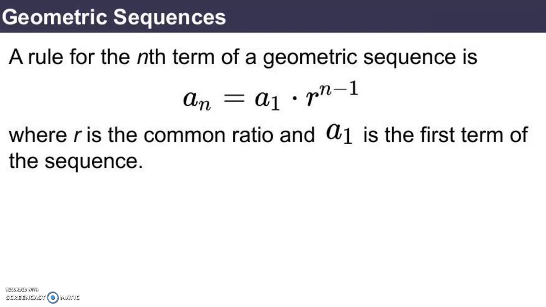So just like with arithmetic sequences, we have a rule that will find an expression for the nth term of a geometric sequence as well. A rule for the nth term of a geometric sequence is a sub n equals a sub 1 times r to the n minus 1 power, where r is that common ratio and a sub 1 is the first term in the sequence. So let's practice finding a rule for a geometric sequence using that idea.